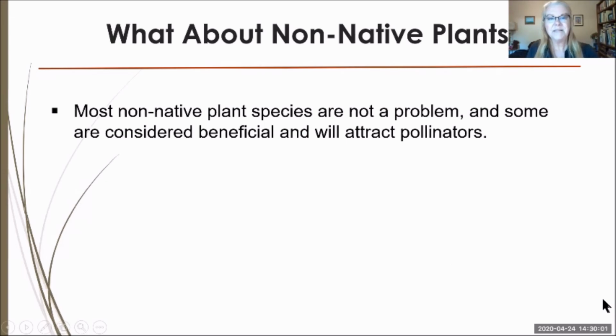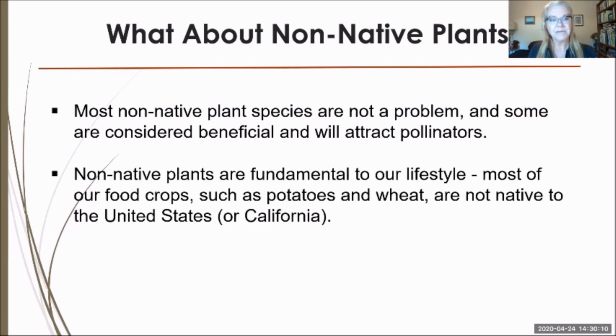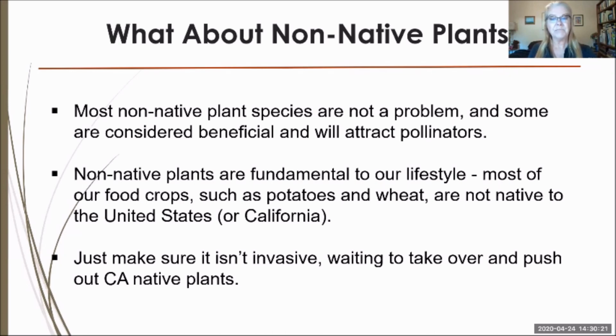Most non-native plant species are not really a problem, and some are considered beneficial and will attract pollinators. Non-native plants are fundamental to our lifestyle. Most of our food crops, such as potatoes and wheat, are not native to California or the United States. Just make sure the plant isn't invasive, waiting to take over and push out California native plants. They can do this because the natural pests, foraging animals, diseases, and weather conditions, which kept the plants in check in their homeland, are absent here. So they deprive our wild animals of food and shelter too.